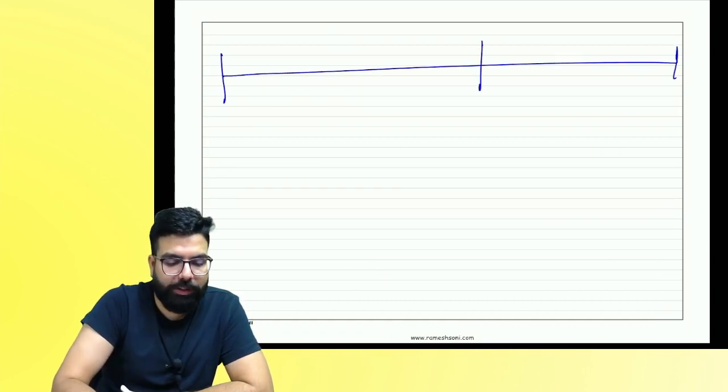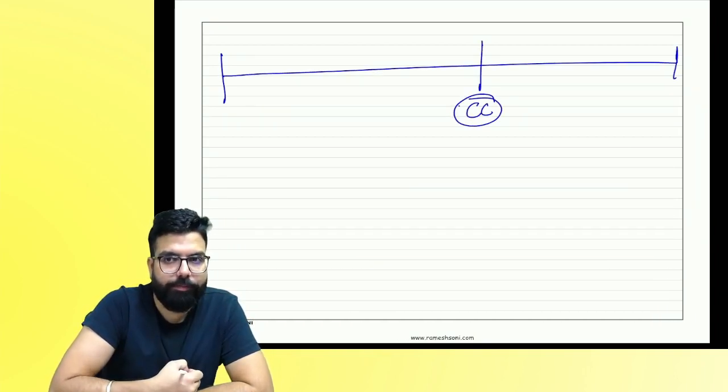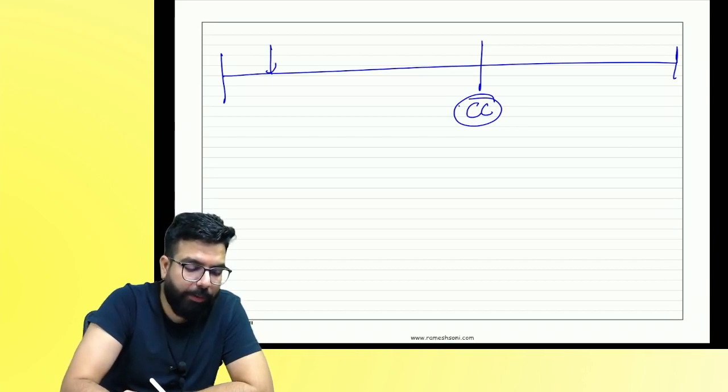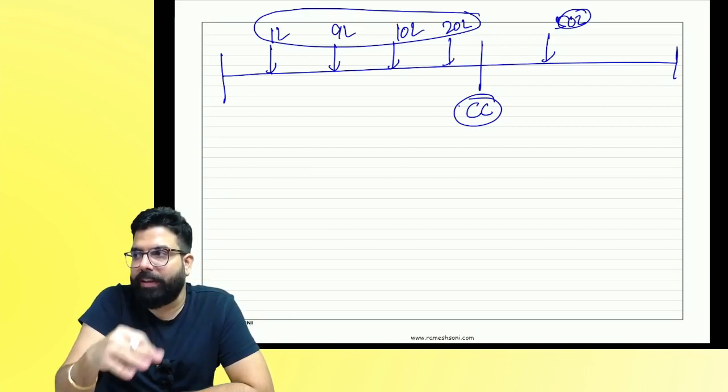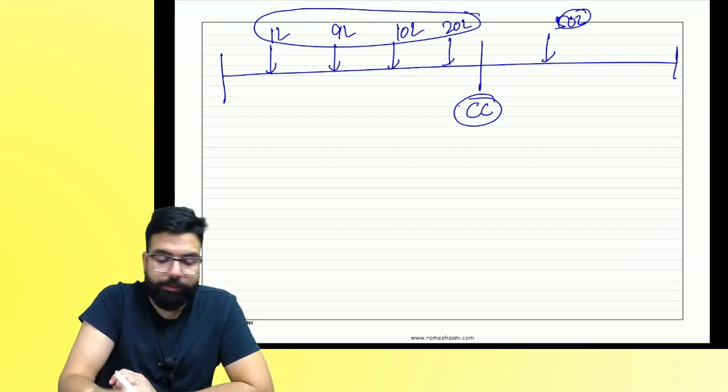People, you tell me now. This is the completion certificate date. The builder charged me 1 lakh here, 9 lakh here, 10 lakh here, 20 lakh here. Later, he charged me 50 lakh. What will happen? It is what? Construction?